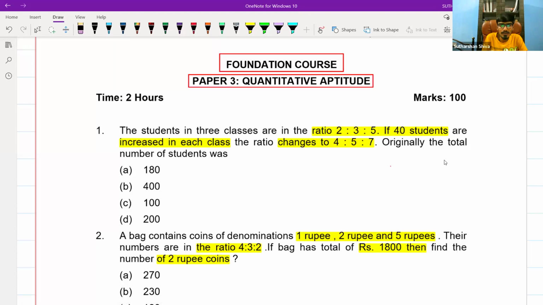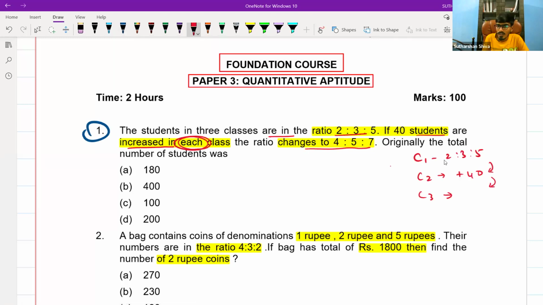Question number 1: the students of 3 classes are in the ratio of 2:3:5. If 40 students are increased in each class, the ratio changes to 4:5:7. So condition 1 is that it should be in the ratio 2:3:5. Condition 2 is that we increase by plus 40. Then in condition 3, after increasing by 40, we should satisfy 4:5:7. So we will take option A.